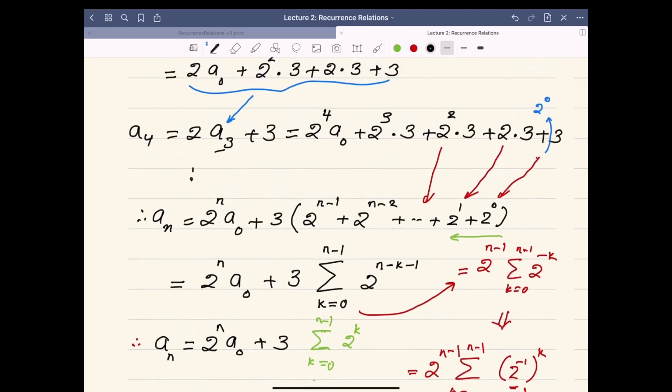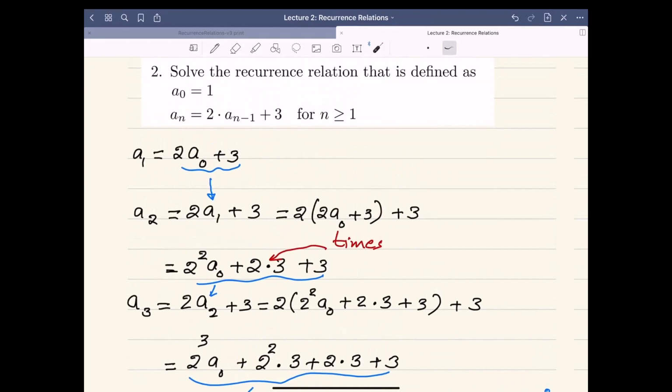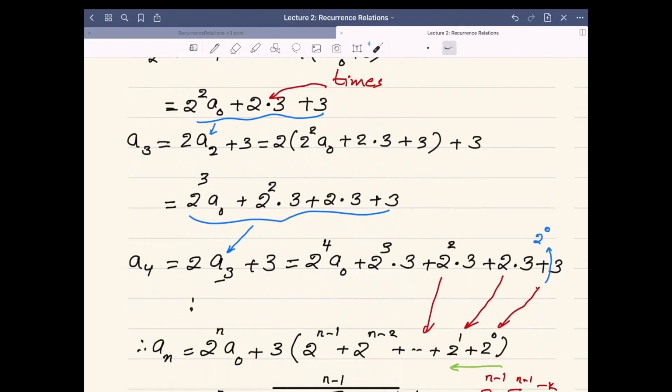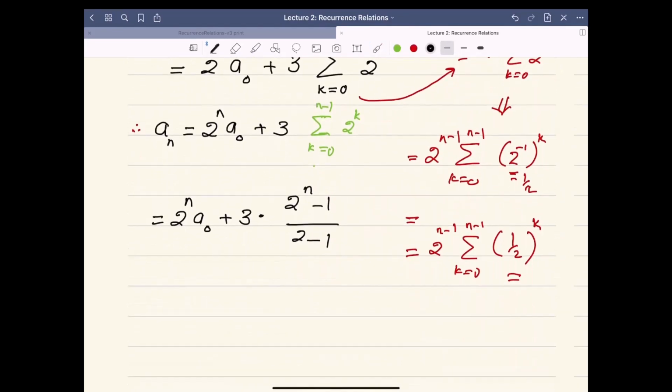Given in the beginning that a0 is equal to 1. See, a0 is equal to 1. So by substitution, we will have 2 to the power n multiplied by 1 plus 3 multiplied by 2 to the power n minus 1. If you stop up to here, we will accept it as a final answer.